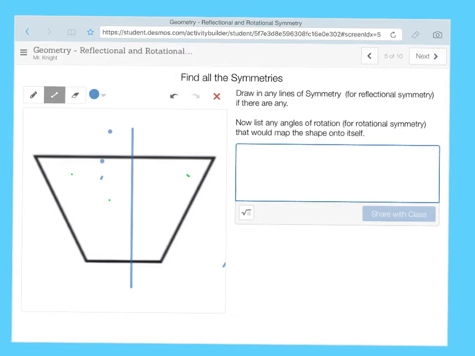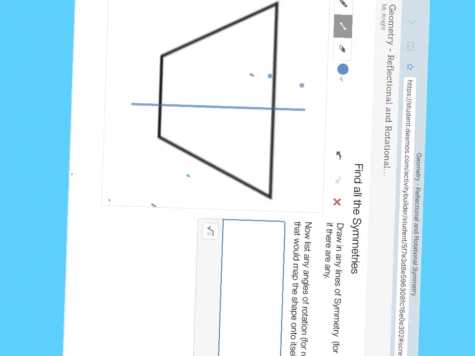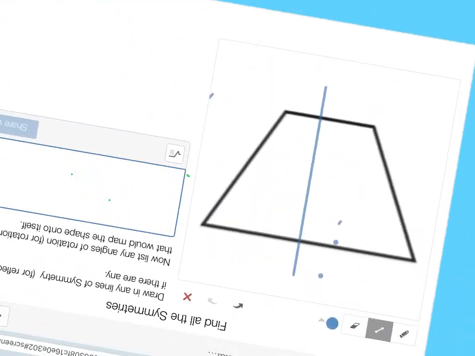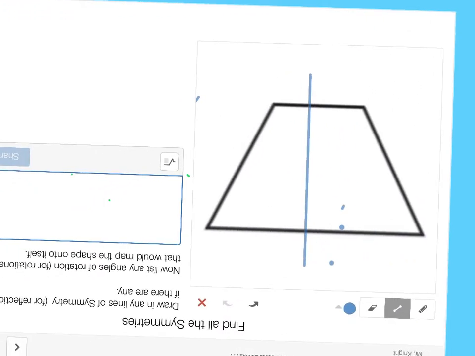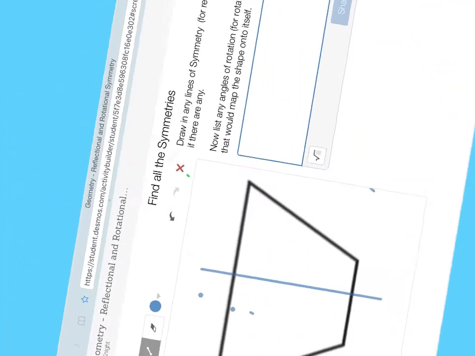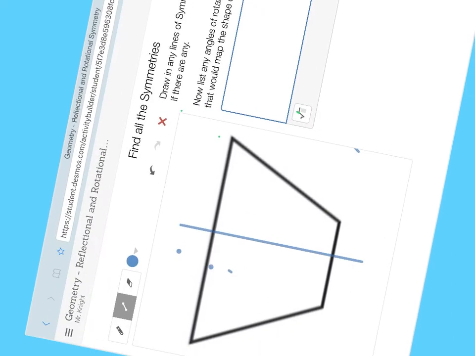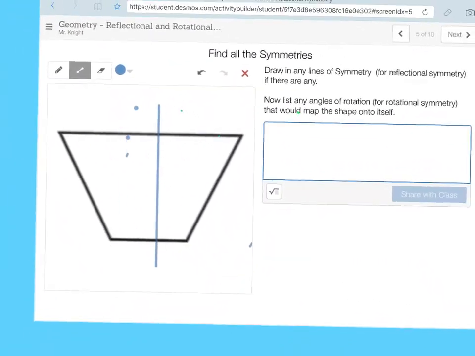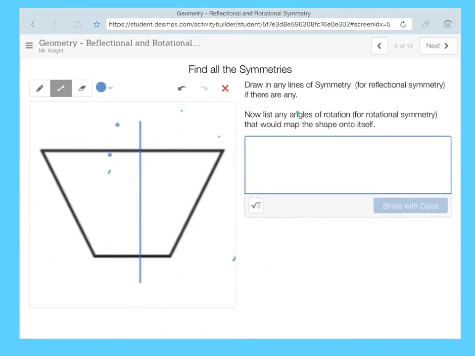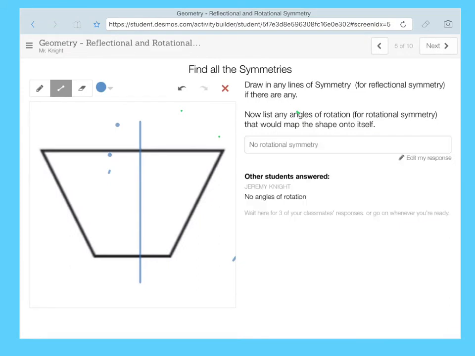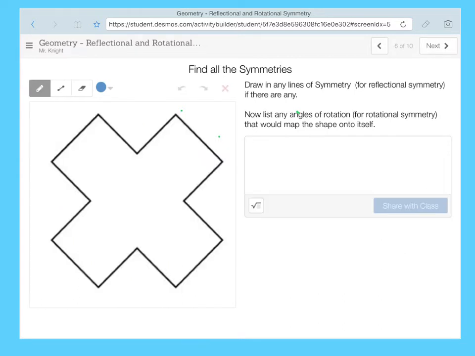And can we spin it at all? Well, if I spin it 90, that doesn't work. 180? Nah, because the short side's up, doesn't look the same. 270? No. Okay, so 360 puts us back where we started. So no, there's no rotational symmetry here. So that's the idea there. All right, so we have one line of reflection and no rotational symmetry.